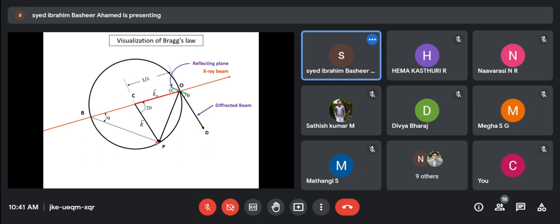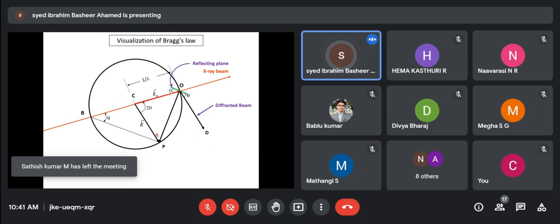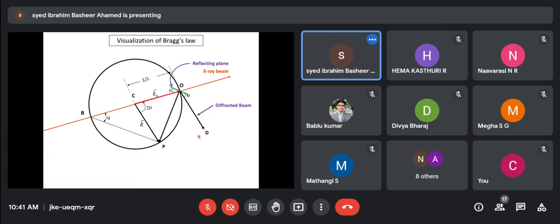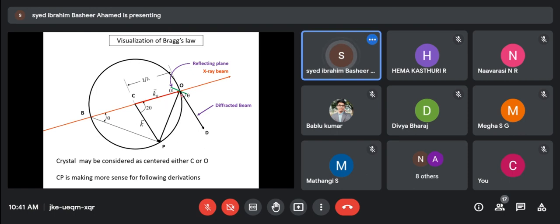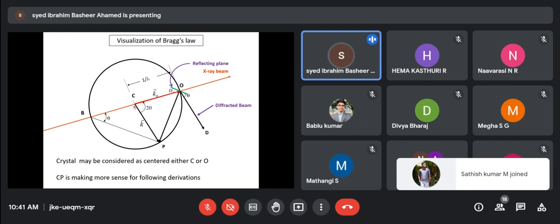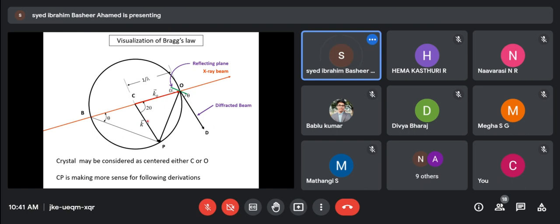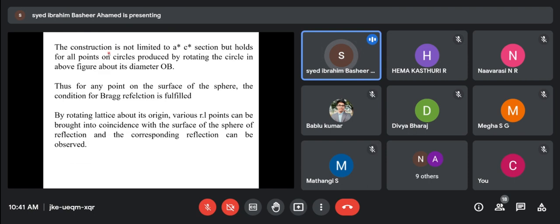The line connecting CP should be parallel to OB. It is because we are thinking of this reciprocal lattice point, and this is 1 by lambda. So these two should be parallel. The crystal may be considered centered either from here or from here. If I think of C as the center, it makes more sense for the following derivation.